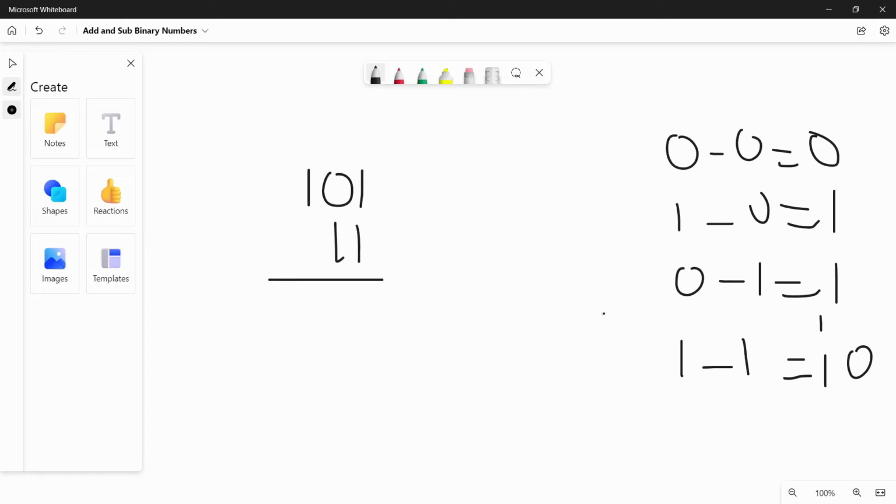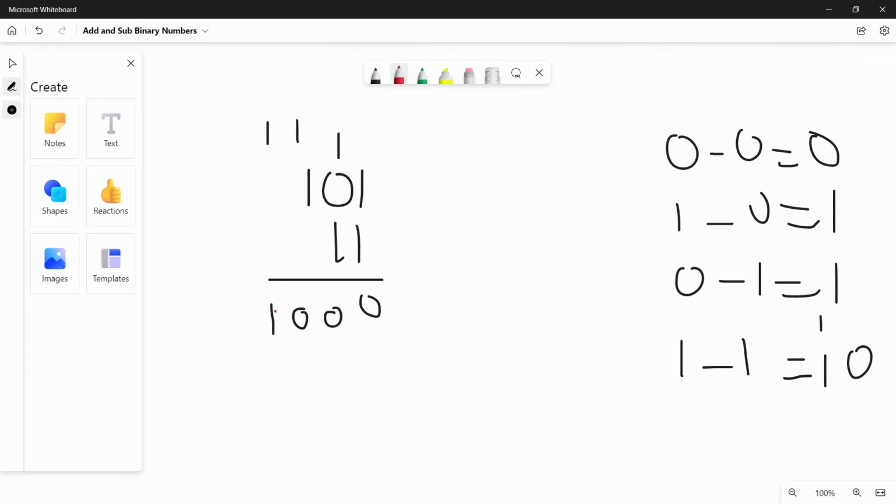1 plus 1 according to the table is 0, and we should carry over a 1. 1 plus 0 is 1, and 1 plus 1 is 0, we should carry over a 1. Now 1 plus 1 is 0, we should carry over a 1, and this one will go down here.